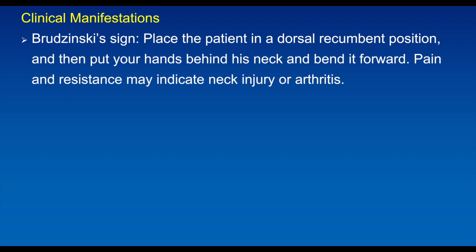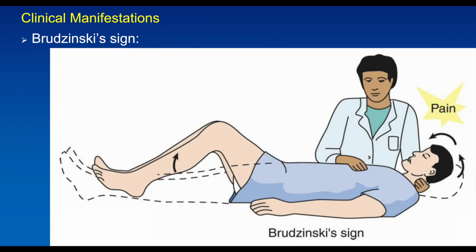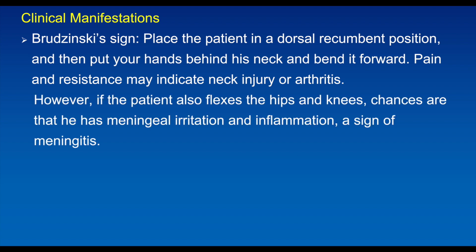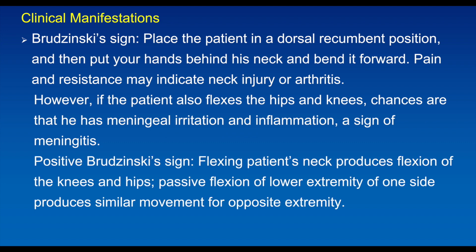Brudzinski's sign: place the patient in a dorsal recumbent position and then put your hands behind his neck and bend it forward. Pain or resistance may indicate neck injury or arthritis. However, if the patient also flexes the hips and knees, chances are that he has meningeal irritation and inflammation, a sign of meningitis. Positive Brudzinski's sign: flexing the patient's neck produces flexion of the knees and hips. Passive flexion of the lower extremity of one side produces similar movement for the opposite extremity.